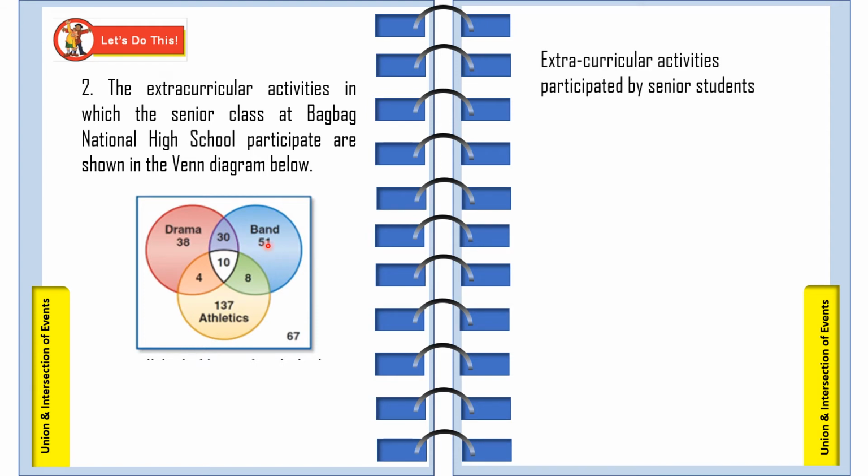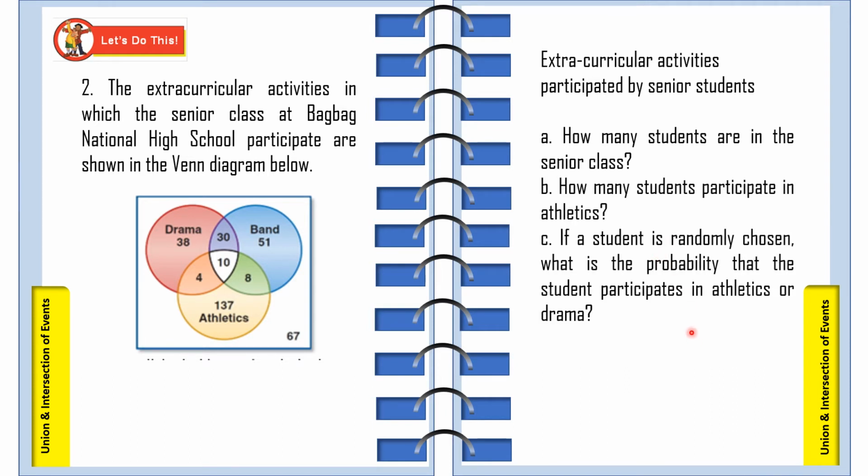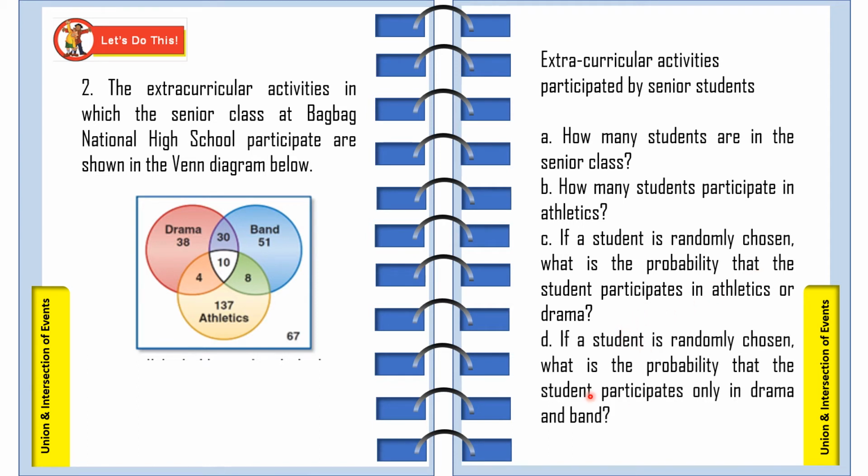Now, ang tanong ngayon dito, so how many students are in the senior class? How many students participate in athletics? If a student is randomly chosen, what's the probability that the student participates in athletics or drama? Or what's the probability that the student participates only in drama and band? Okay, so tingnan natin kung paano sasagutin ang mga questions na ito. Okay, so let's continue.